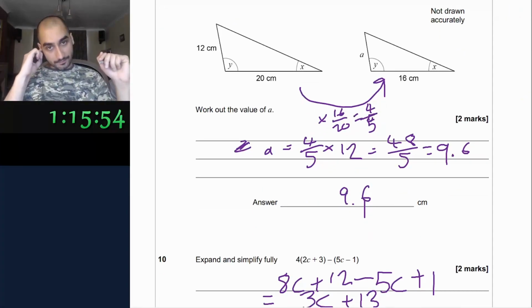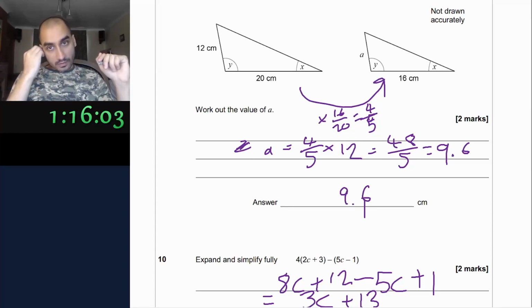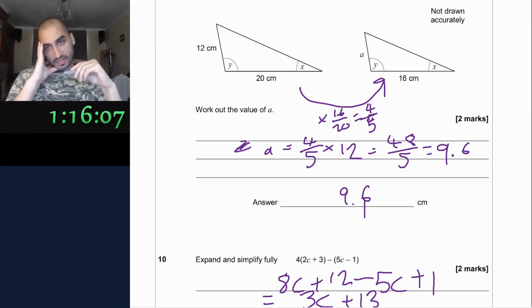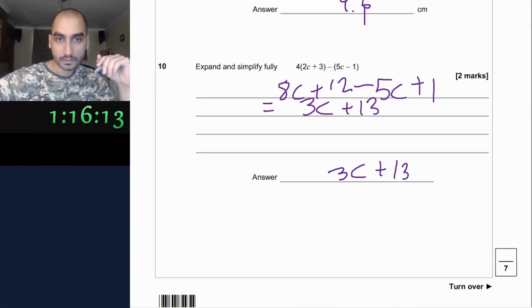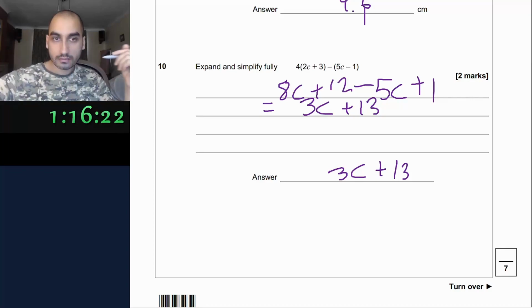Work out the value of A. So it's a ratio, so the scaling factor is 16 over 20, or 4/5. So 12 multiplied by 4/5, 48 over 5, it's 9 and 3/5, 9.6, yep. 8c plus 12 minus 5c plus 1, 3c plus 13.